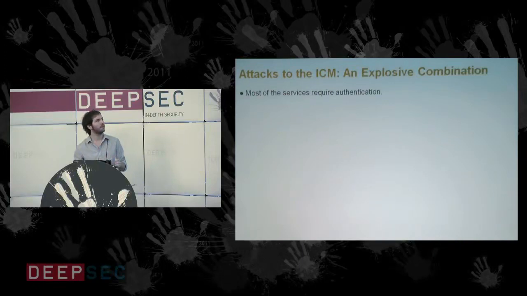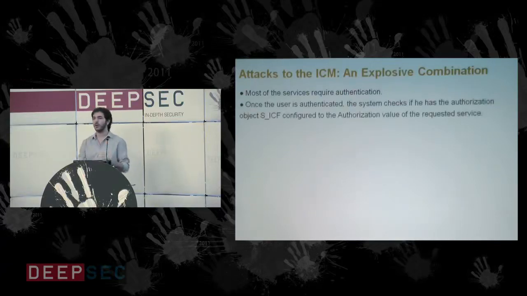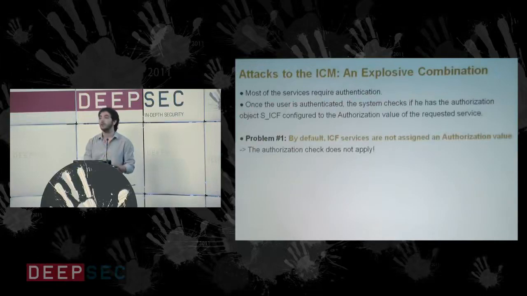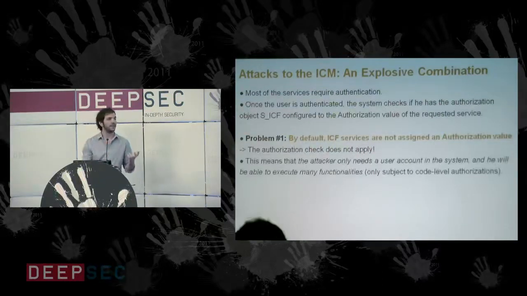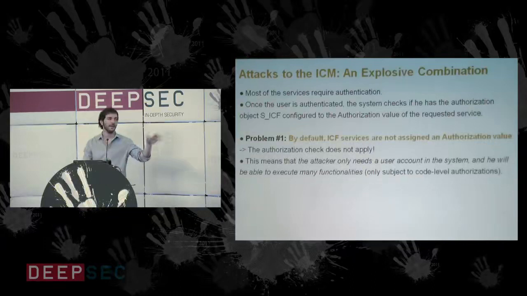But let's get a bit more serious. I told you that most services require authentication, right? And that once the user authenticates, the system will check if he has authorization to run that service. The problem number one that we found is that the authorization check usually does not apply, because services are by default not assigned to an authorization group. So the default behavior is: do not check for authorization. That means the attacker will only need a user account in the system. It doesn't matter how many privileges that user has, and he will be able to access the service. Then he will obviously be subject to code-level authorization checks, but at least he can access the service with any user.